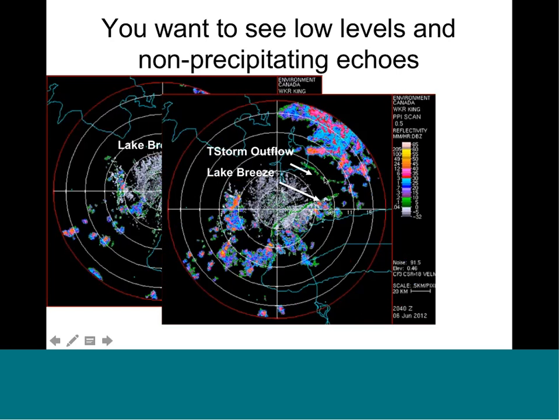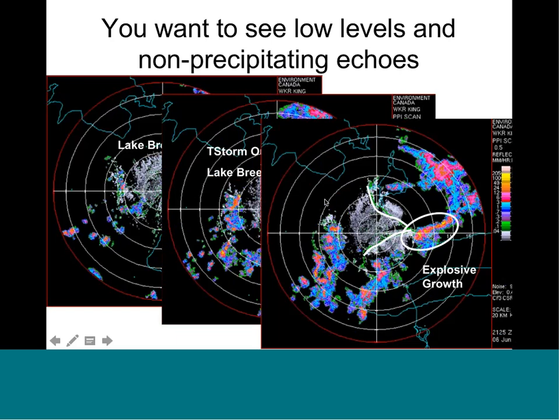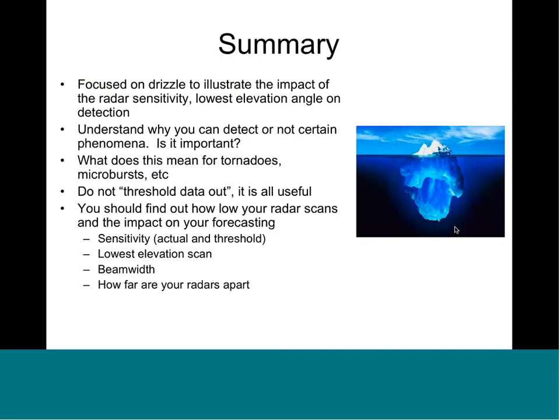Here's another outflow from a thunderstorm up here that you can see, and when they begin to meet together, and I've drawn the lines, you start forming explosive growth of convection. Okay. So you want to see lots of low-level stuff. So just in summary, I just wanted to focus on drizzle and some shallow weather to introduce these topics of the limitations of the radar. As users and expert users of radar data, you have to understand the limitations.